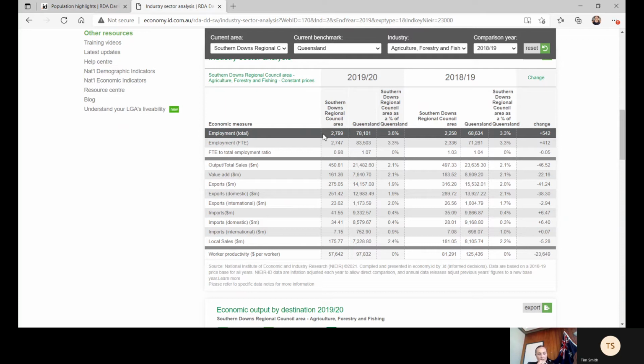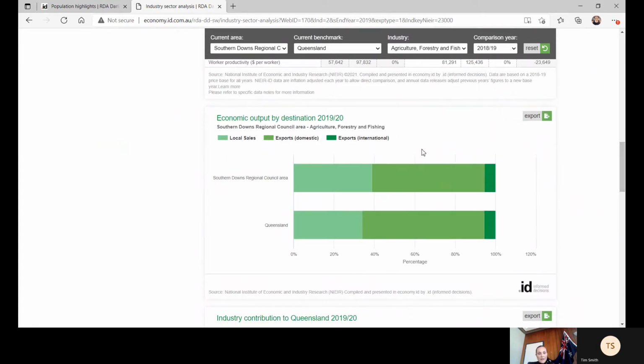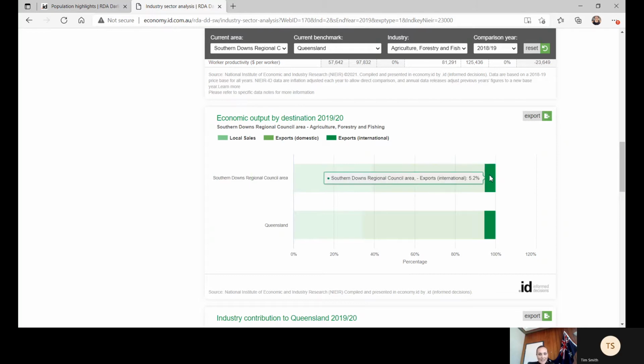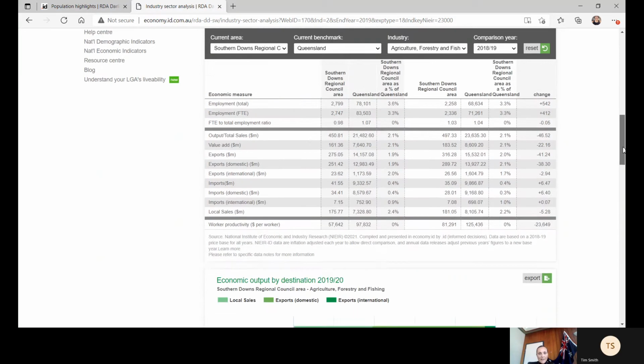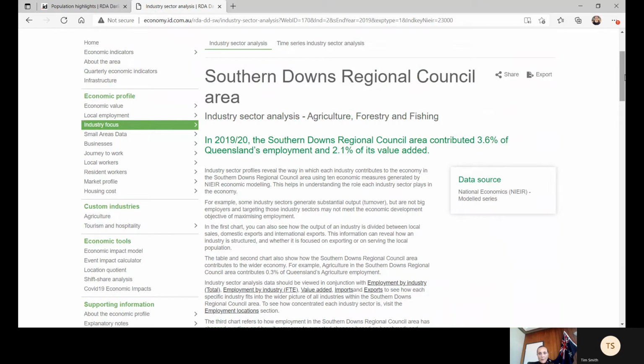So when I worked at councils, we would have used this if an investor was calling up and saying, Kat, I need some more information on your food product manufacturing. And we would be able to produce these reports really quite quickly. It also gives them an idea of things like where their economic output is. Do they do mostly local sales? Are they exporting domestically, or are they exporting internationally? So you're able to quickly get some relevant information that may be able to help them. It talks about your worker productivity, all of that sort of stuff. And then you can just export that straight out.